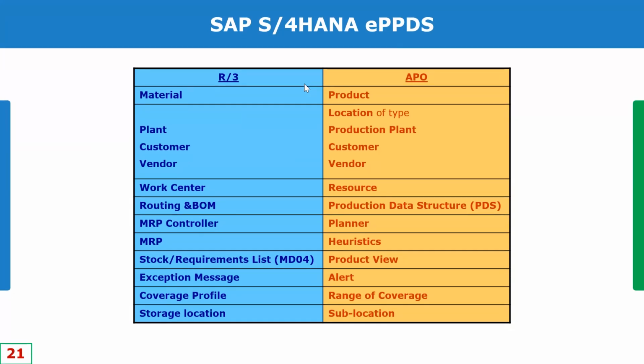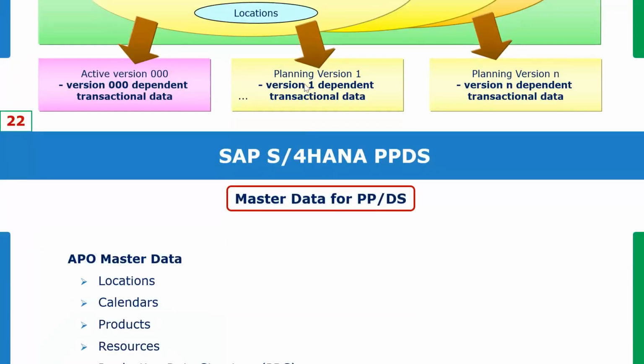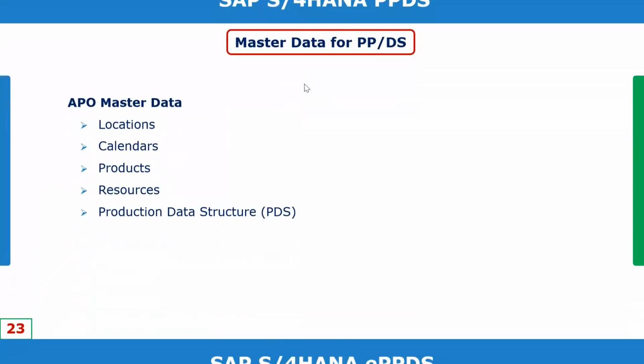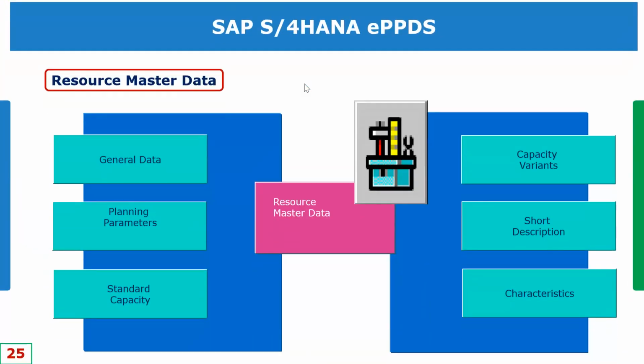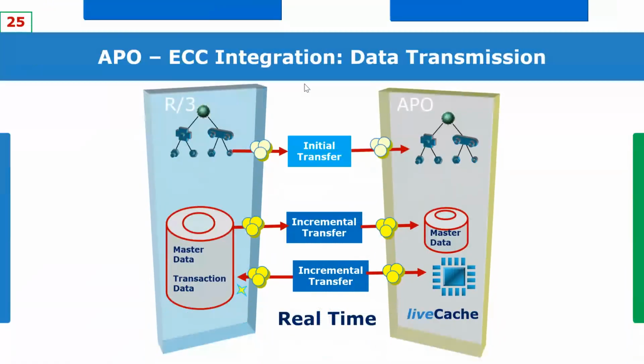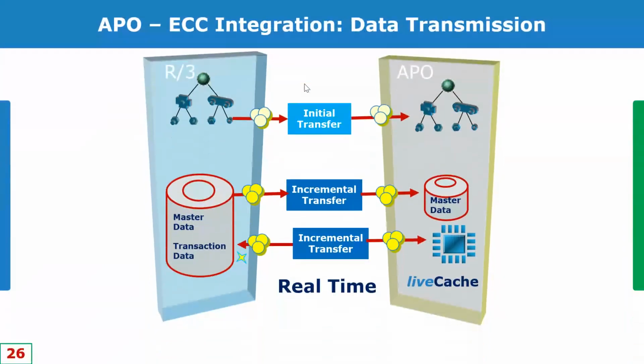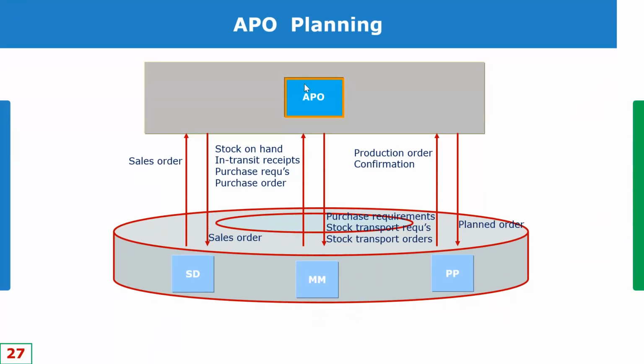Because it is two different systems, we have some more information. It will be covered in the advanced planning part as an overview. For example, how the data is transferred from ECC, that is S4HANA, to PPDS. These things I will explain to you as an overview.